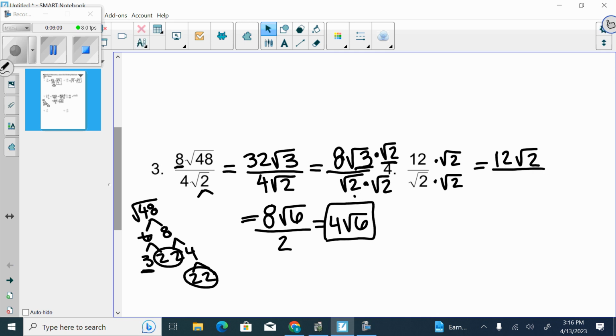And in the bottom, I have square root of 2 times square root of 2, which is square root of 4, and the square root of 4 is perfect, so it just becomes 2. Can we simplify anything now? Yeah, that 12 and 2 is going to give us perfect. So I'll have 6 square root of 2.